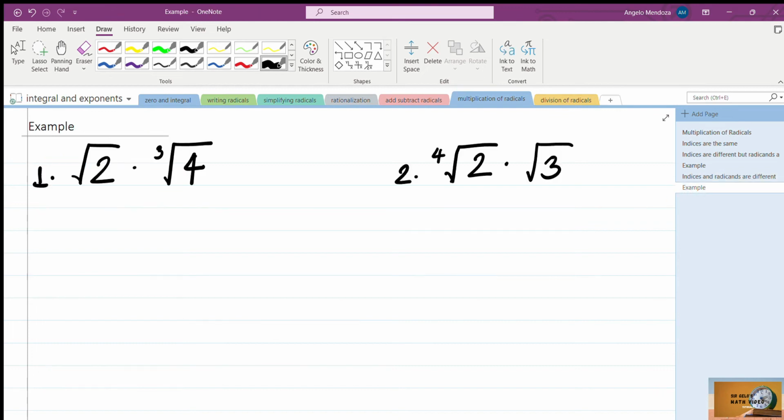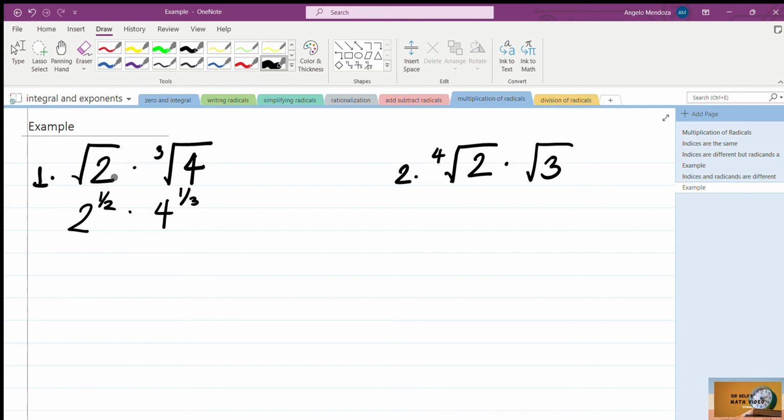Okay, so let us have our first example. We have the square root of 2 times the cube root of 4. We're going to first convert these radicals to fractional exponents. So the square root of 2 is 2 raised to 1/2, times 4 raised to 1/3.